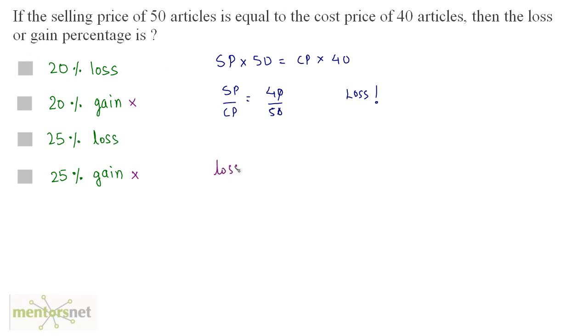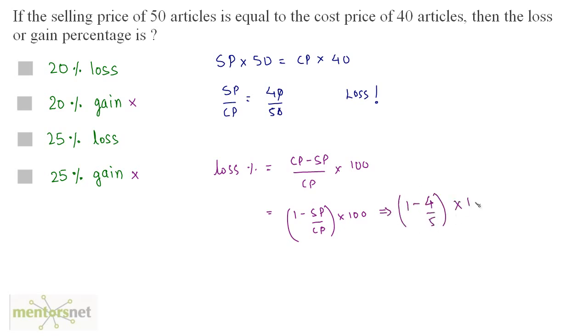So loss percentage is equal to the loss, which is cost price minus selling price, divided by the cost price times 100. This is the formula, and that is equal to 1 minus SP by CP times 100, and that gives us 1 minus 4 by 5 times 100, which is equal to 5 minus 4 is 1, by 5 times 100, and that is 20%. So option A is the right answer.